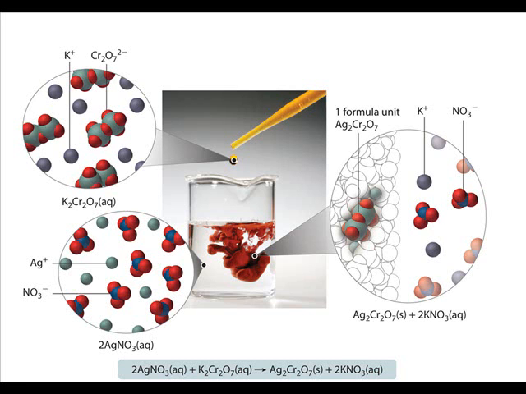Now, those red granular solids, they're called a precipitate. And again, they're a solid. What about the potassium, K+? What about the NO3-?